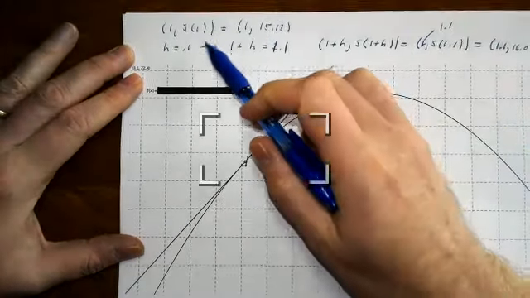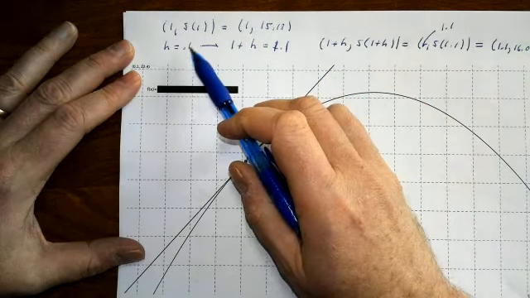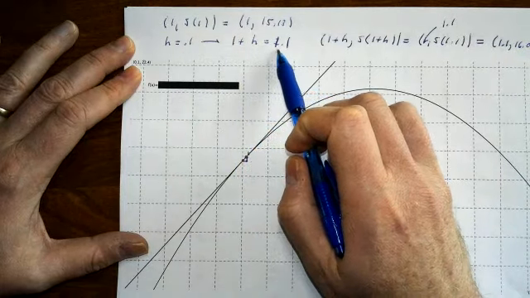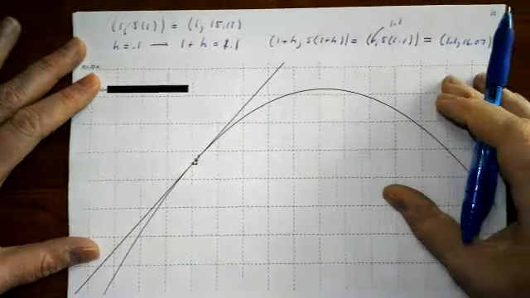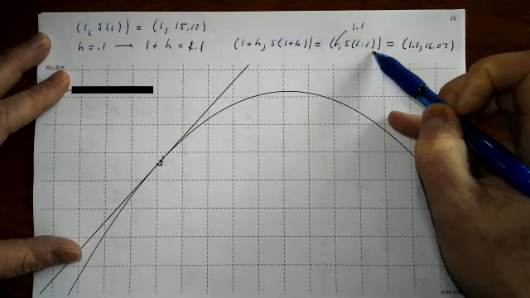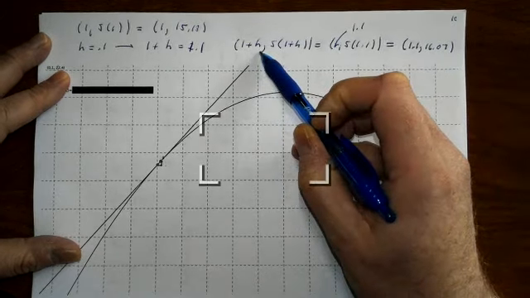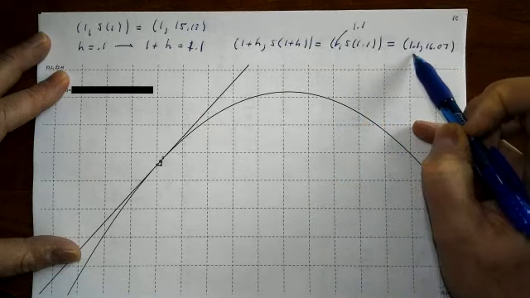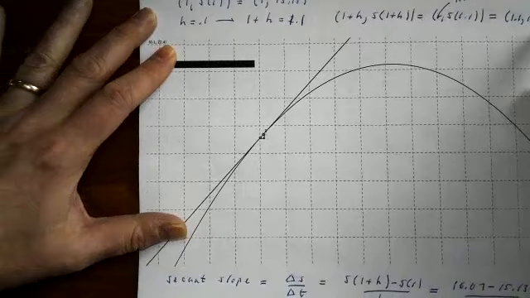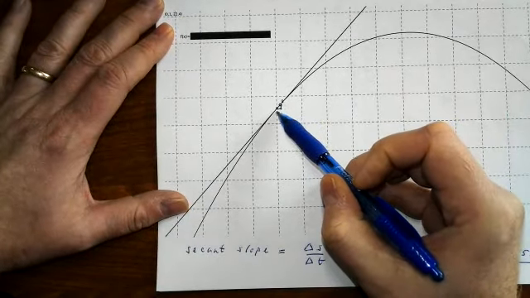In this case, 1 and s of 1 remain the same, 1, 15.13. h is 0.1. That's a time increment of 0.1 seconds, so 1 plus h is going to be 1.1. If I take 1.1 and plug it into s using the formula, I get 16.07. So 1 plus h, comma, s of 1 plus h is 1.1, comma, 16.07. Now I have a triangle just like the one I had on the previous page, but it's a very, very small triangle.